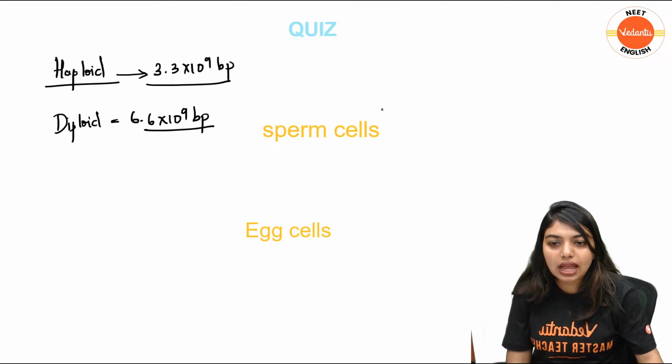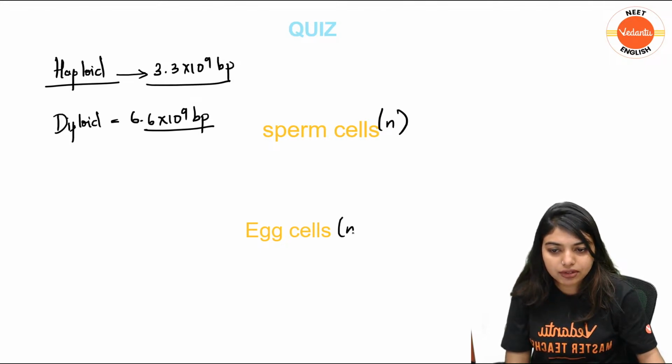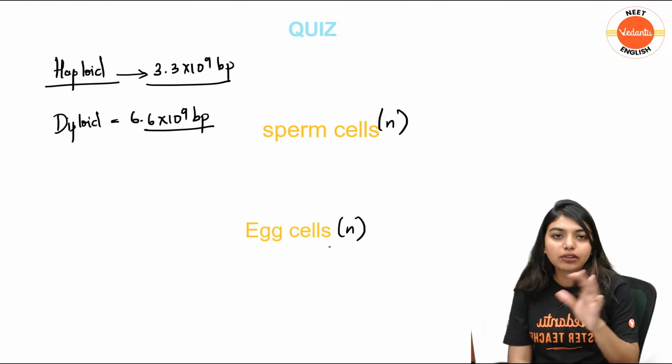Your gametes will be haploid, so you should always write half the value. For everything else, it will be diploid.